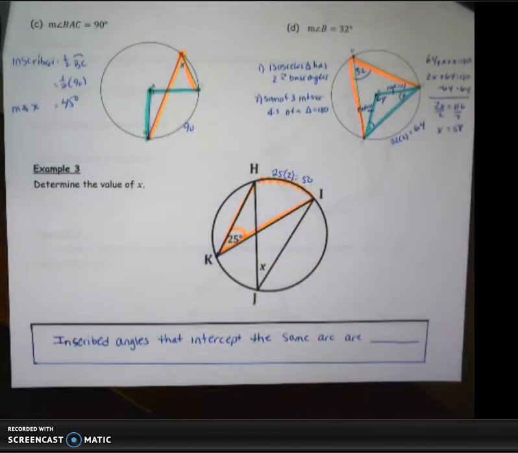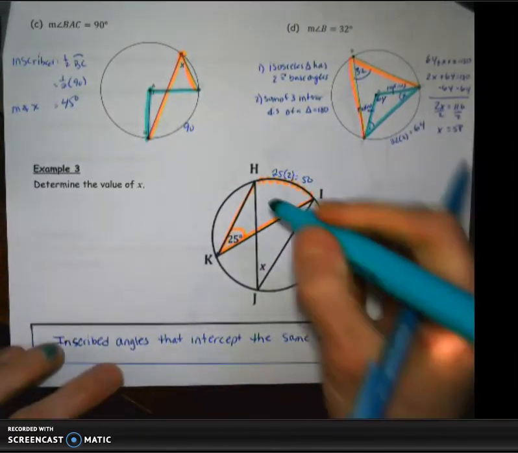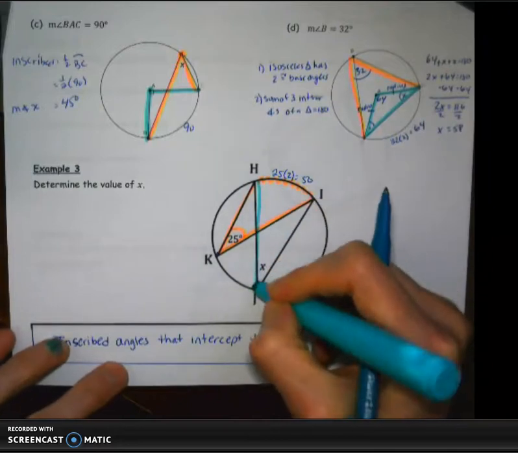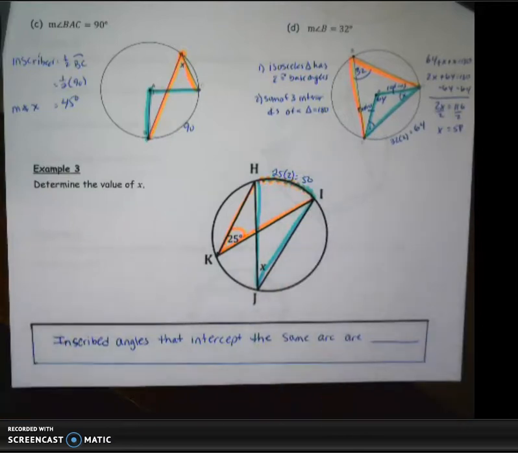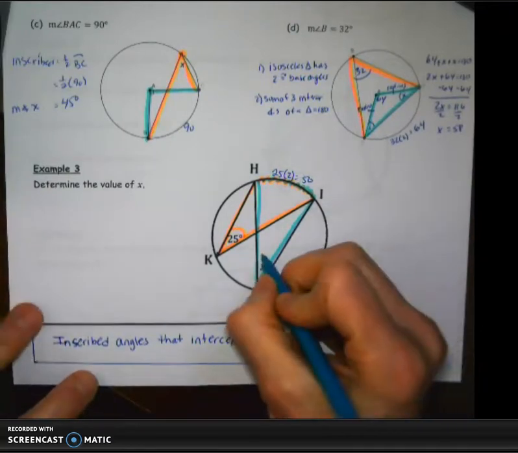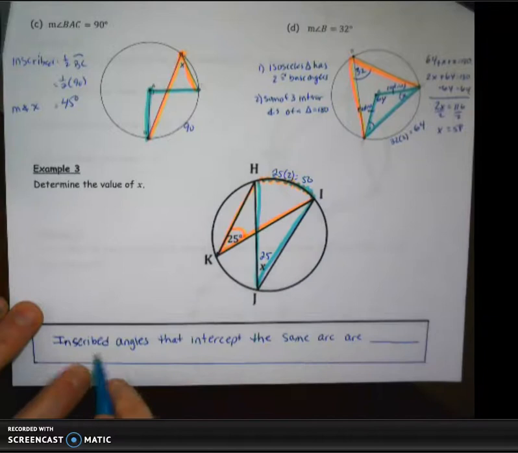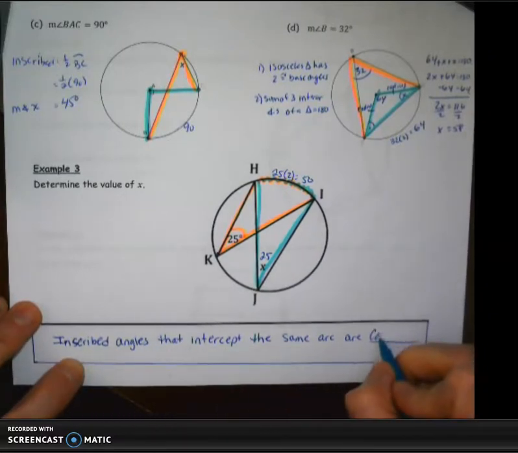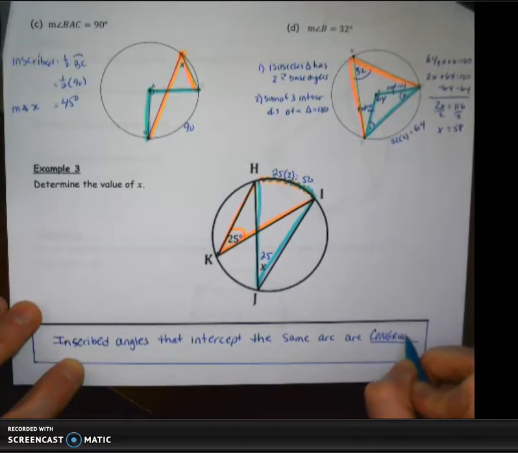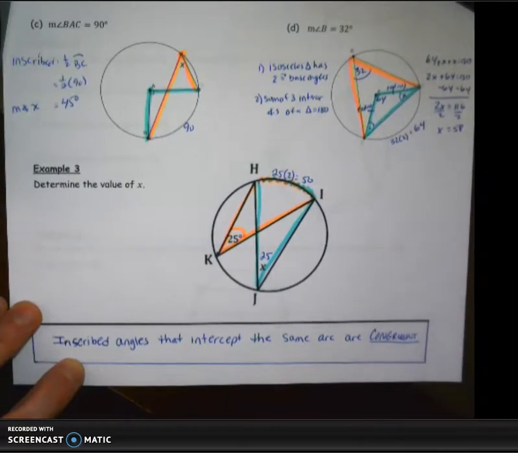Now they're asking me to find the measure of angle J, which is another inscribed angle that intercepts, look at this, the same arc. So therefore the inscribed angle is half the intercepted arc. So therefore inscribed angles that intercept the same arc are congruent. Fantastic.